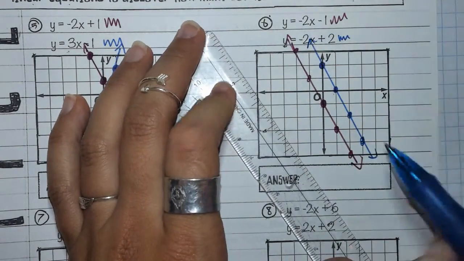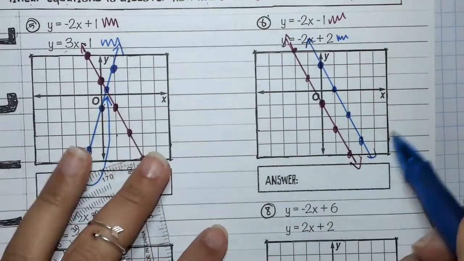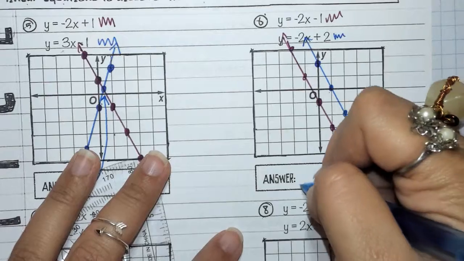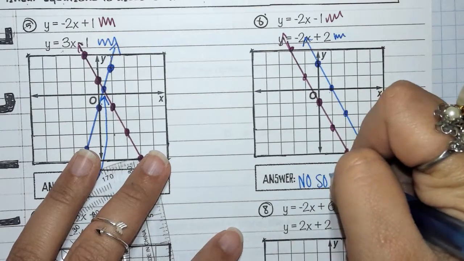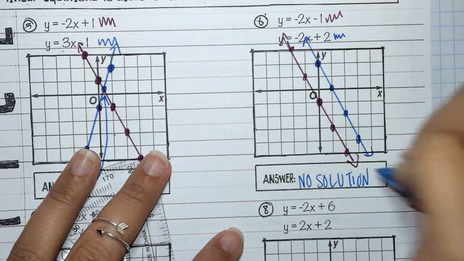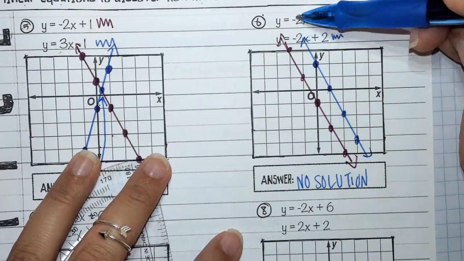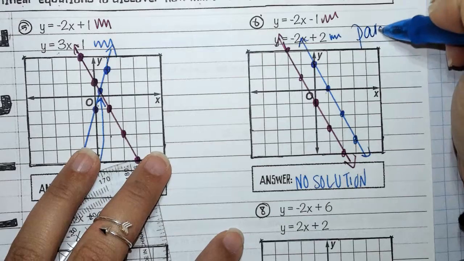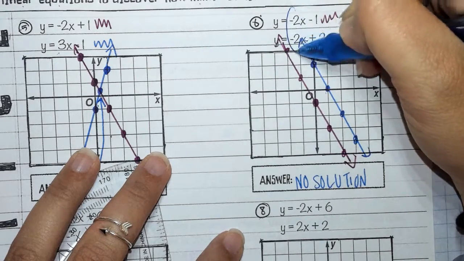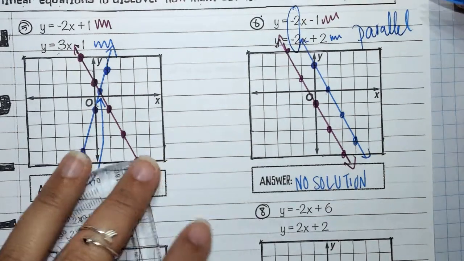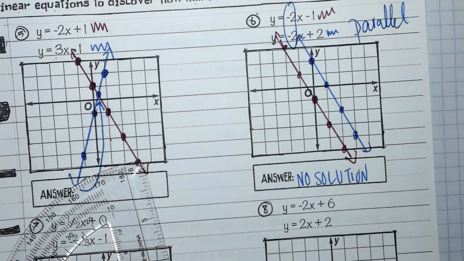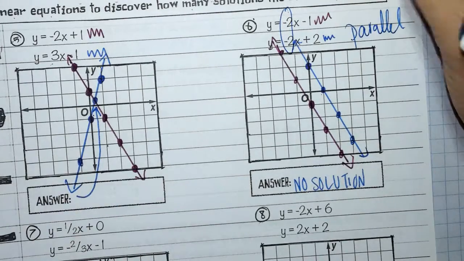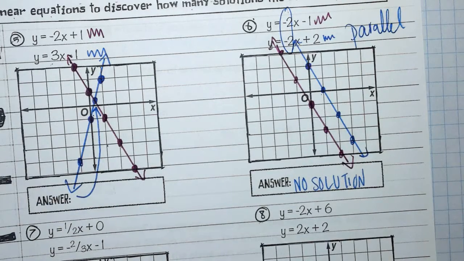Now, are these lines parallel? Yes. So the answer is no solución. Now, if they have the same slope right here, that means that they're parallel. So we could just look at the equation and see that it's both -2, and that means it has no solution. Does everybody understand? Are we ready to do the next one? Or do we need a moment?